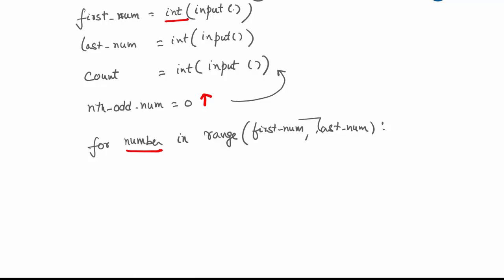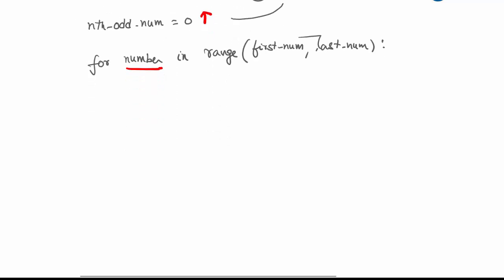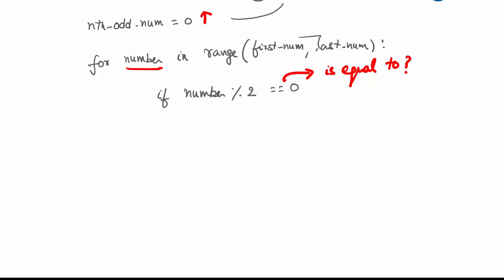Okay, so what do we do here? How do you find out if a number is odd or not? Simple, right? If it is divisible by 2 or not. So you write an if statement. If number percentage 2 equals 0. Remember, this is equal to or not. It's a question mark. It's not an assignment. So if it is divisible by 2, then it is an odd number. So you say nth underscore odd underscore num equals nth underscore odd underscore num plus 1. You are just doing this increment just by one number, right?